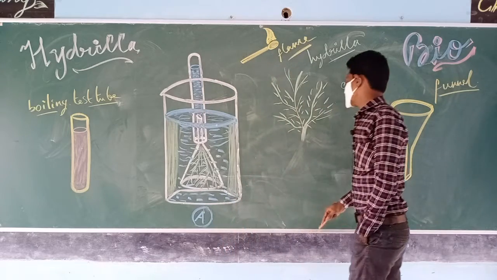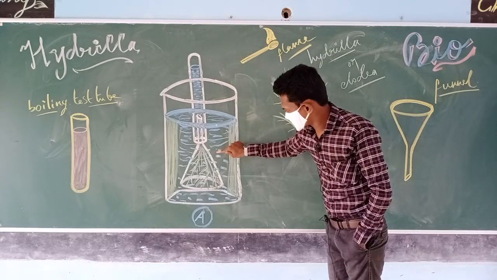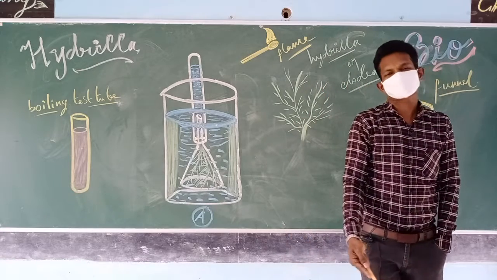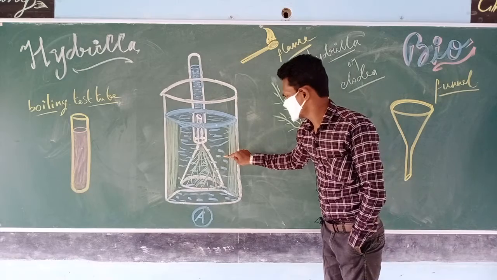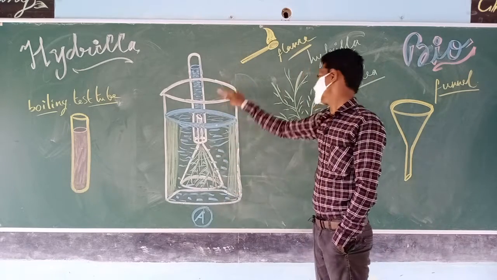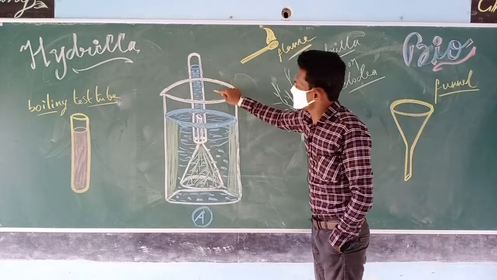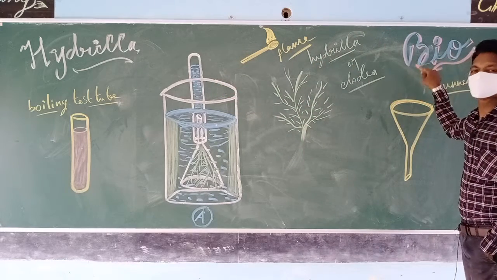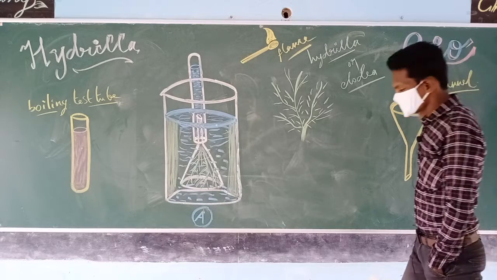Next, we have to place this entire setup in the presence of sunlight for 2 to 4 hours. Such a setup we have to prepare twice. This is setup A, and one more setup B we also have to prepare. Setup A should be placed in the presence of sunlight, and setup B we have to place in a dark room, so sunlight should be absent.